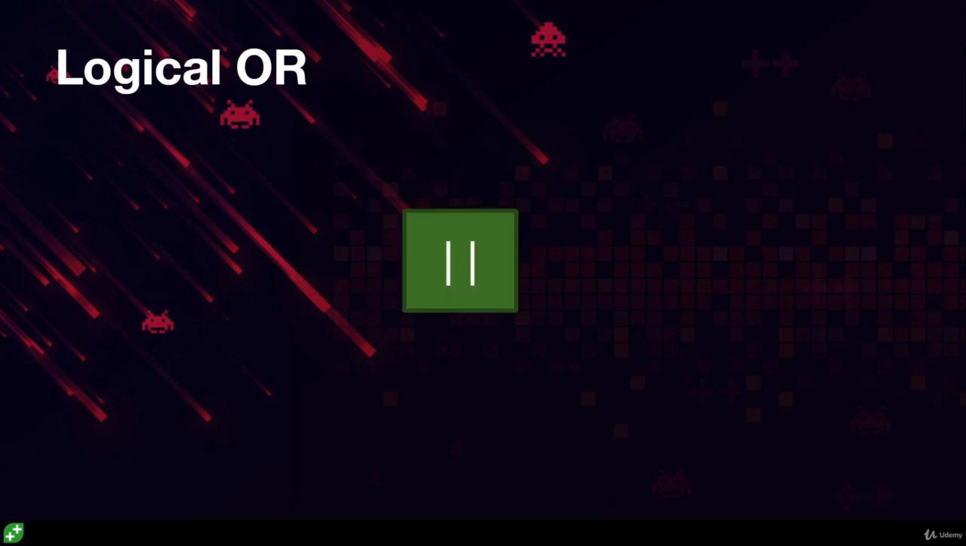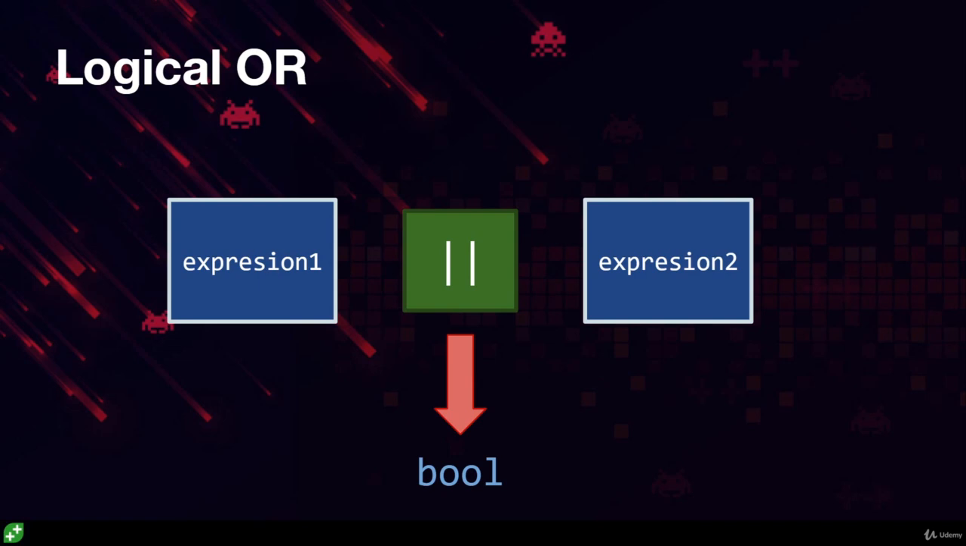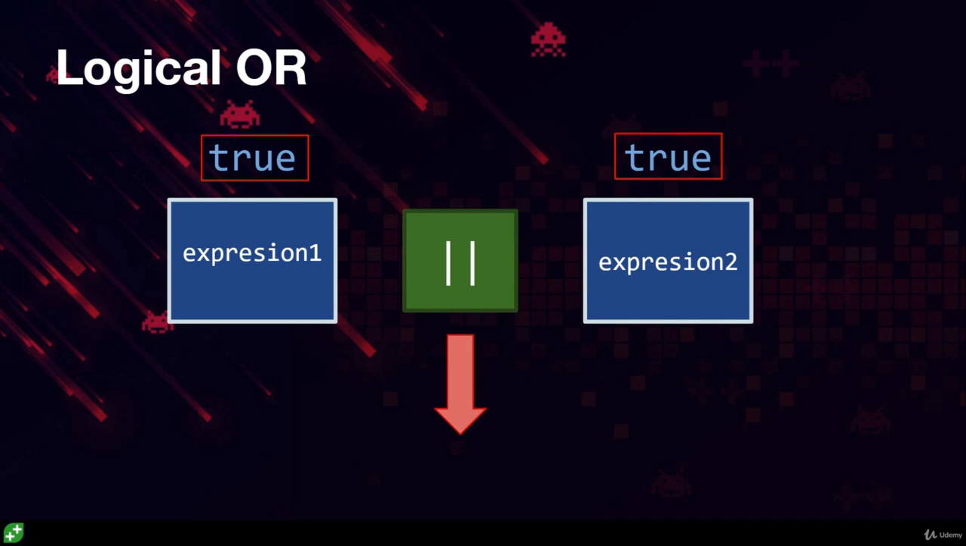Now, this is the logical OR operator. It looks like two vertical lines. Now, OR behaves somewhat differently than the AND operator. If expression 1 is true and expression 2 is true, then OR returns true, just like the AND. However, OR will return true if just one of these expressions evaluates to true.